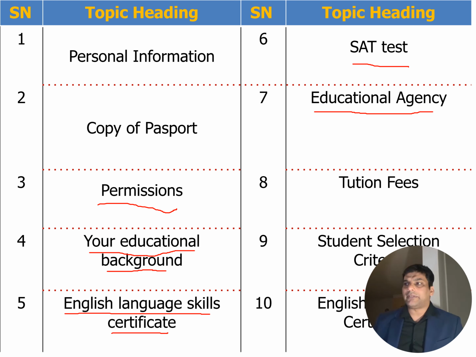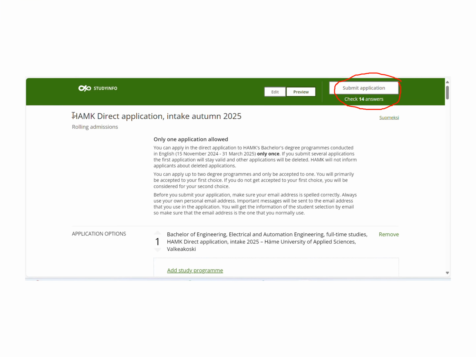And then you will have tuition fees, who can pay the tuition fees, and next we have student selection criteria, and then English certificates. So there are 10 different tables. I have discussed each table in detail and recorded how to fill the application form step by step. Please keep watching.